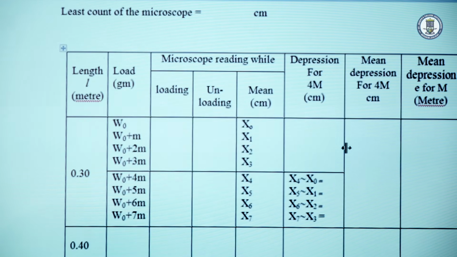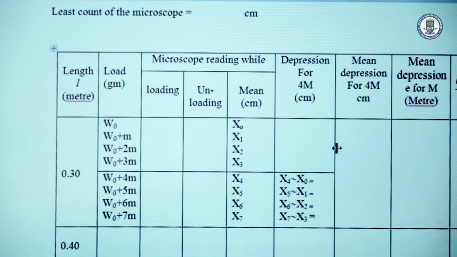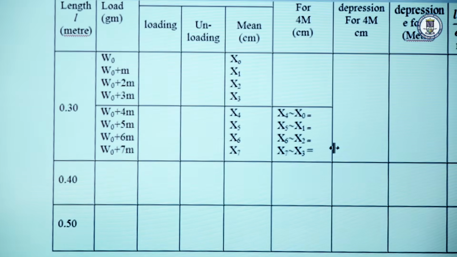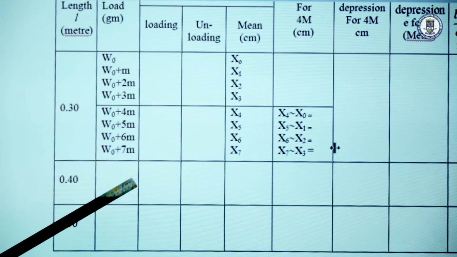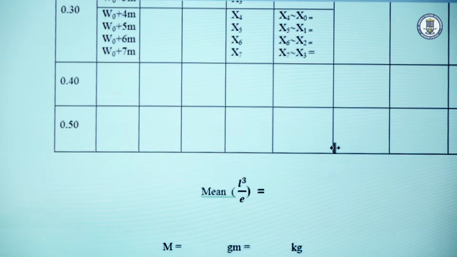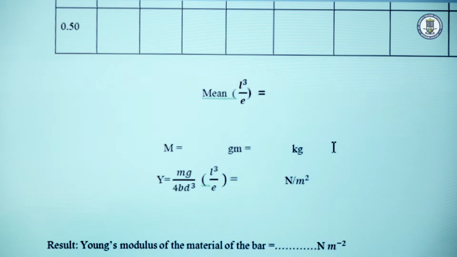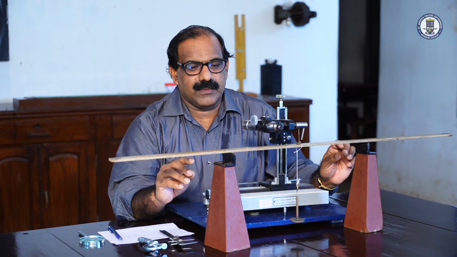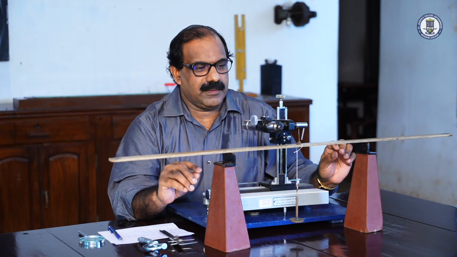Then we can calculate the value of L cube by E. L is 0.3, E we can determine, L cube by E. Now it is repeated for another distance, say 40 centimeter or 50 centimeter. Then the mean L cube by E is calculated. Then Y is determined.